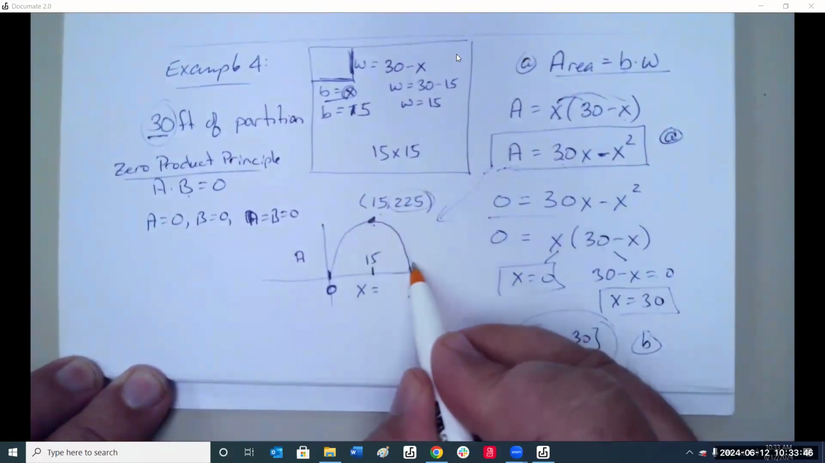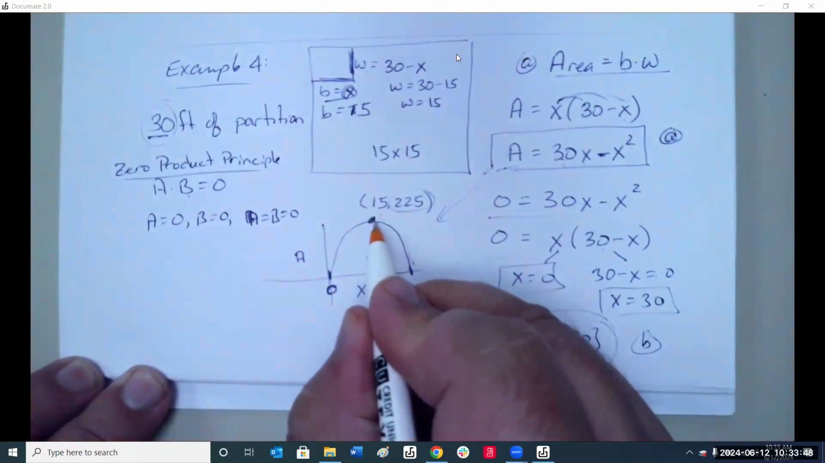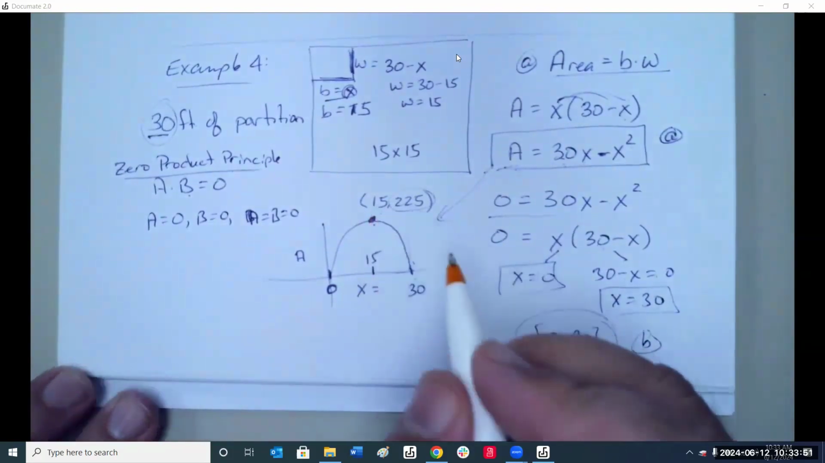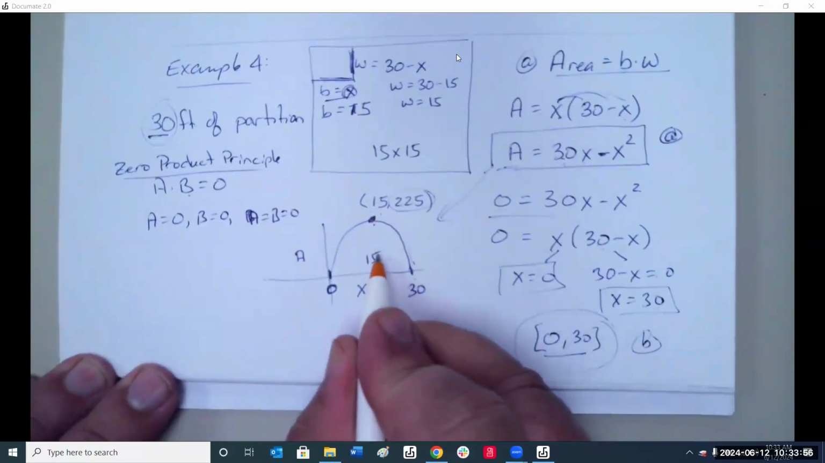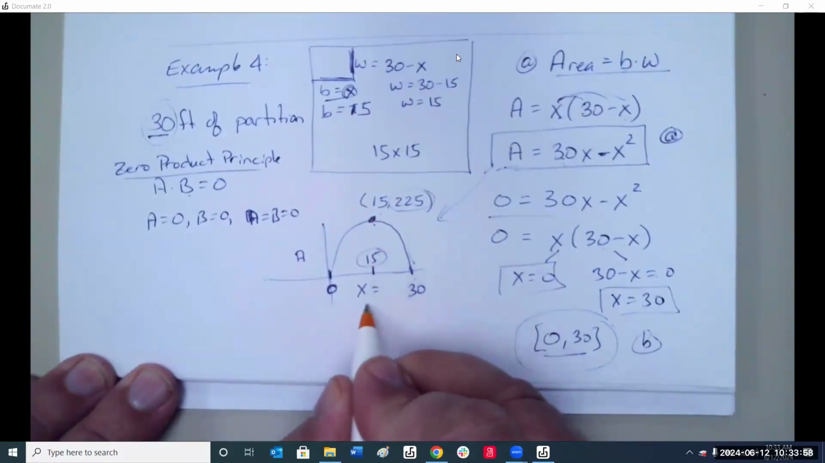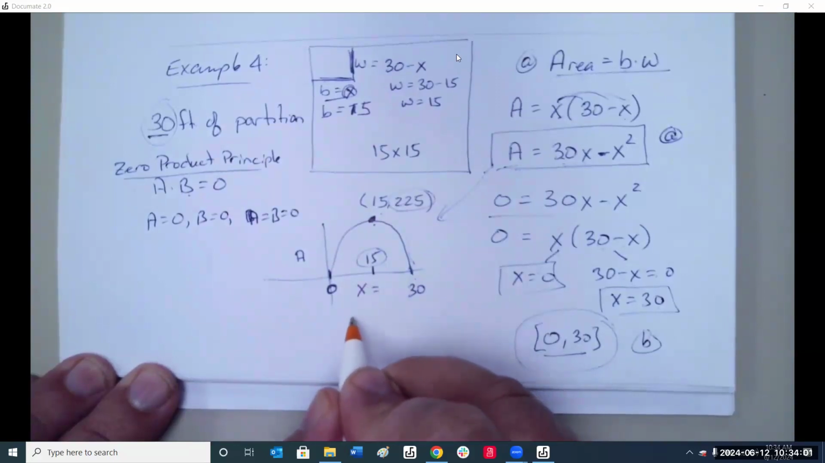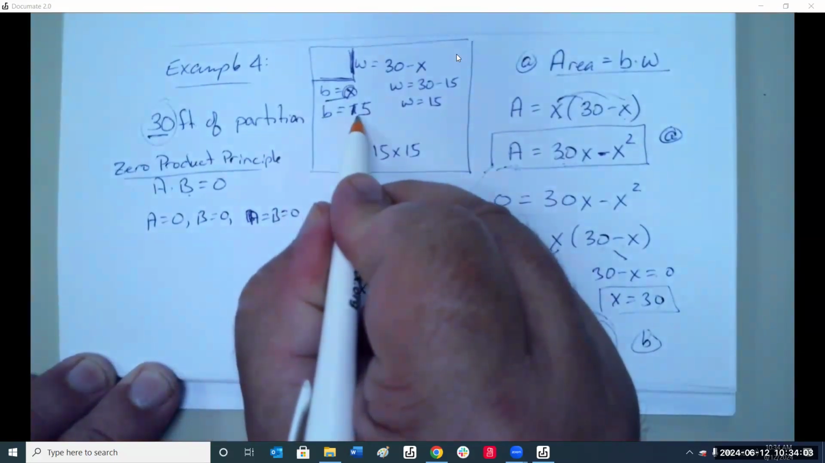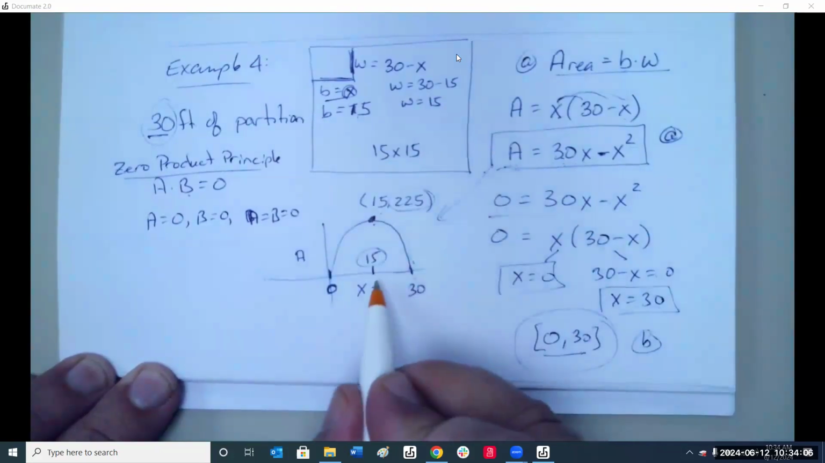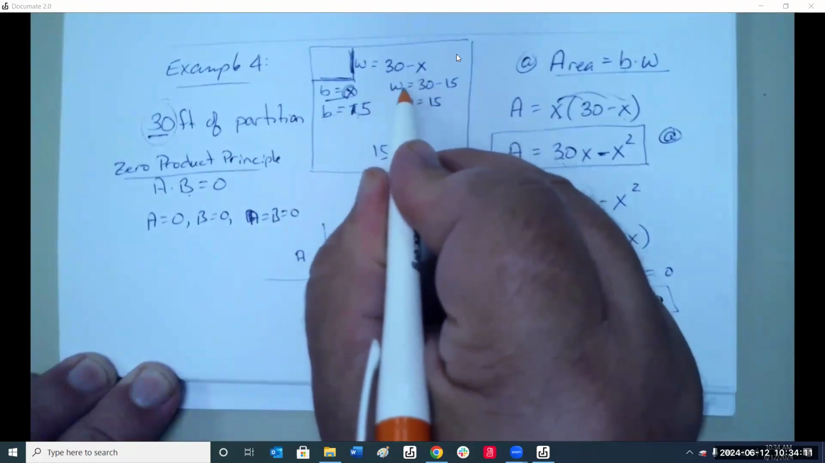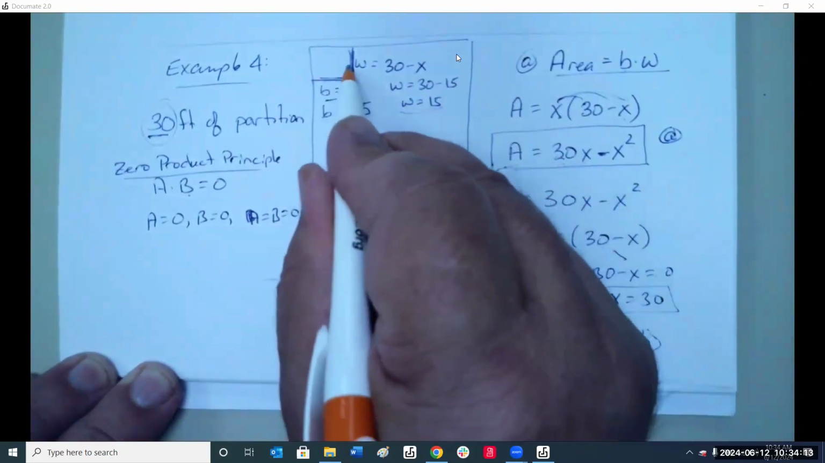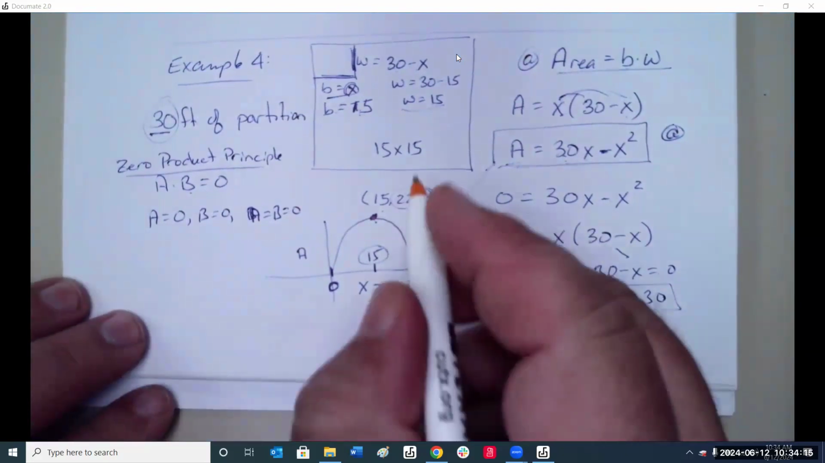This graph is an upside down parabola. The highest point is halfway through there at 15, which gives 225. So if the base is 15 feet, it'll give us the biggest area. That means the width is 30 minus 15, which is also 15. So it's 15 by 15. That's the maximum size. Let's go to number 6 now.